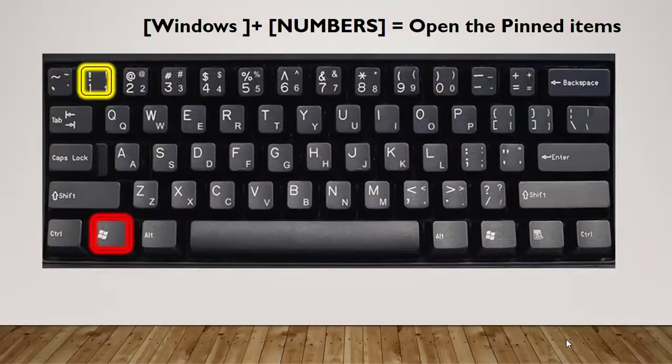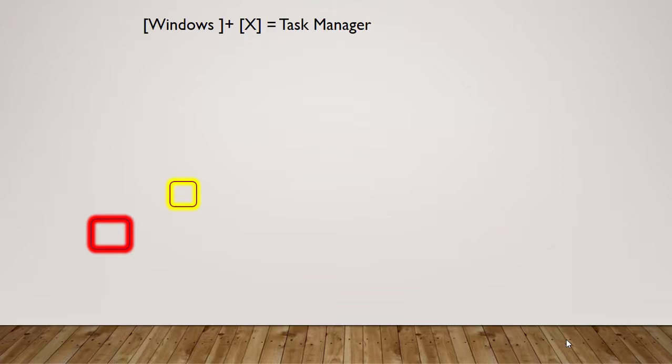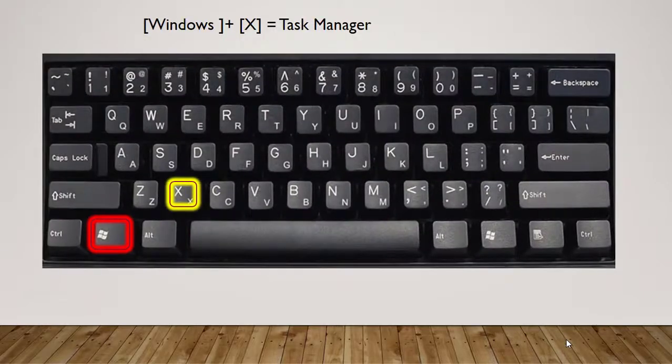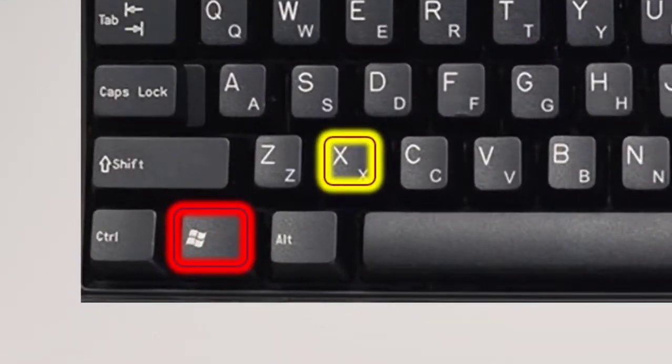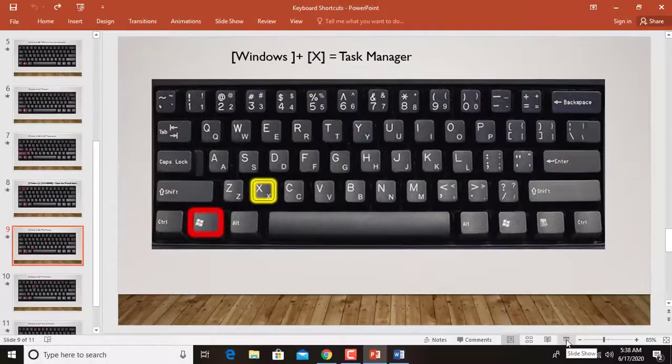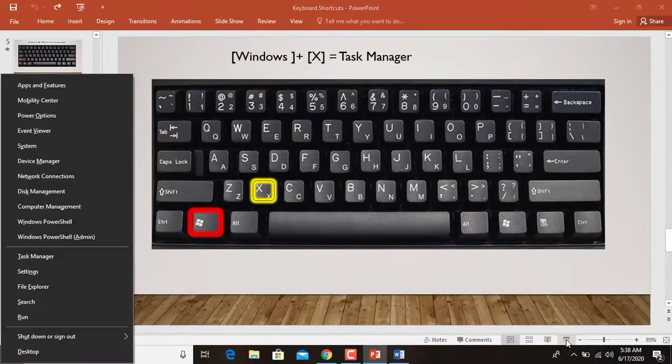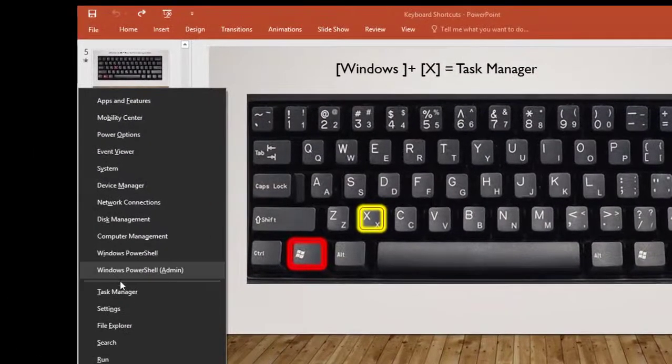Let us move on to the next shortcut key, which is nothing but Windows plus X. It can help us to open the task manager. If you wanted to open the task manager, press Windows key together with X. So what is going to happen? Press Windows key together with X. It is going to give me the task manager.